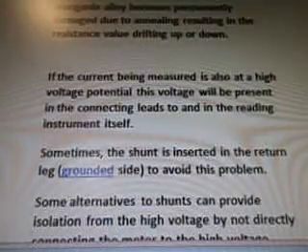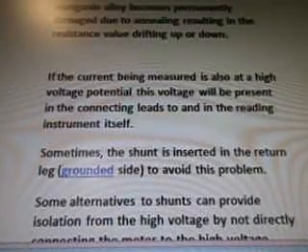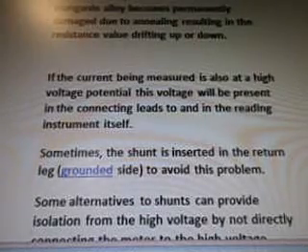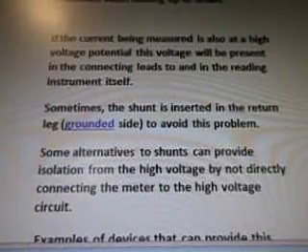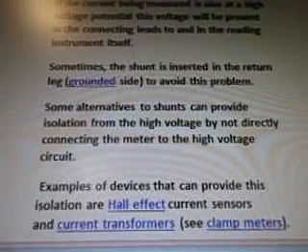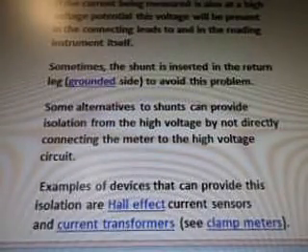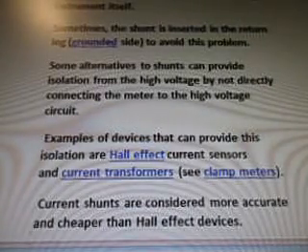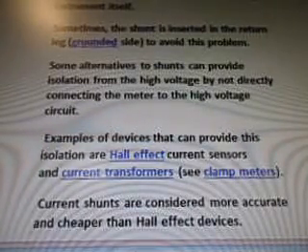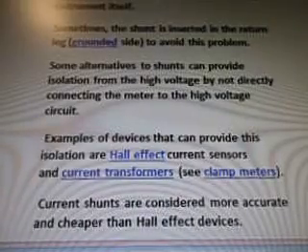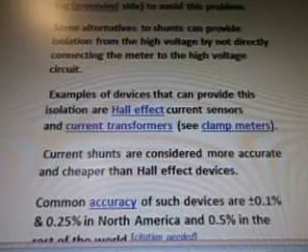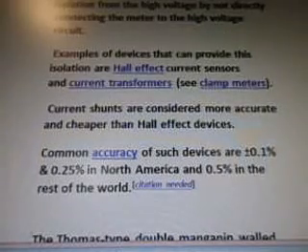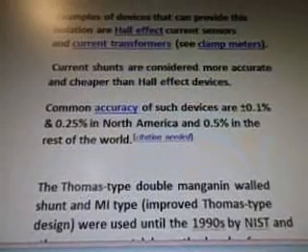If the current being measured is also at a high voltage potential, this voltage will be present in the connecting leads to and in the reading instrument itself. Sometimes the shunt is inserted in the return leg, grounded side, to avoid this problem. Some alternatives to shunts can provide isolation from the high voltage by not directly connecting the meter to the high voltage circuit. Examples of devices that can provide this isolation are Hall effect current sensors and current transformers, see clamp meters. Current shunts are considered more accurate and cheaper than Hall effect devices.